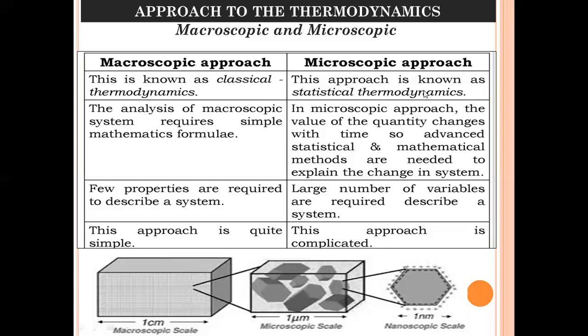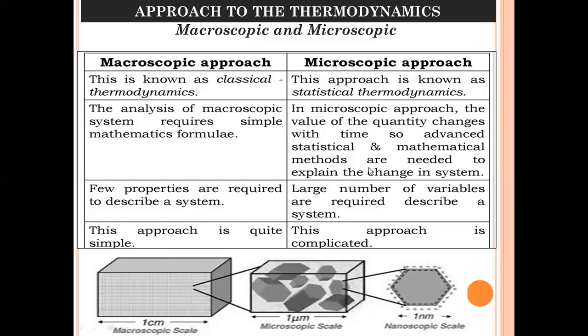statistical thermodynamics. For analysis under the macroscopic approach, simple mathematical formulae are required, whereas to analyze the system under the microscopic approach, advanced statistical and mathematical methods are required to describe the system. So we can say that few properties are required to describe the system under the macroscopic approach, whereas a large number of variables are required under the microscopic approach. Means the macroscopic approach is quite simple, whereas the microscopic approach is quite complicated.